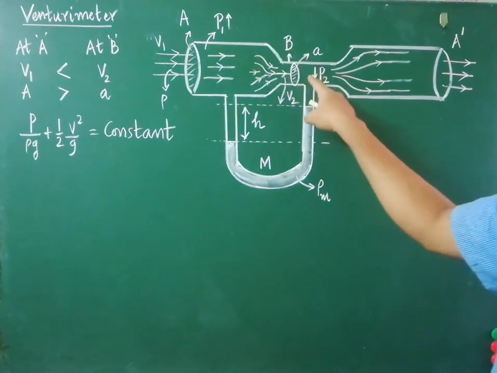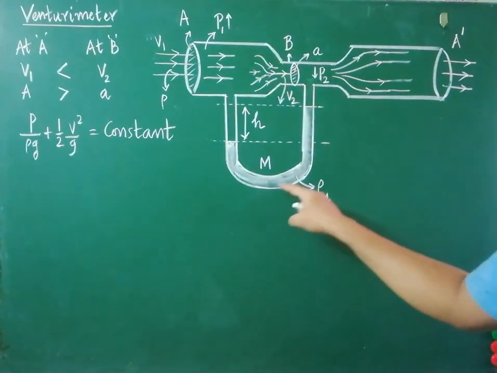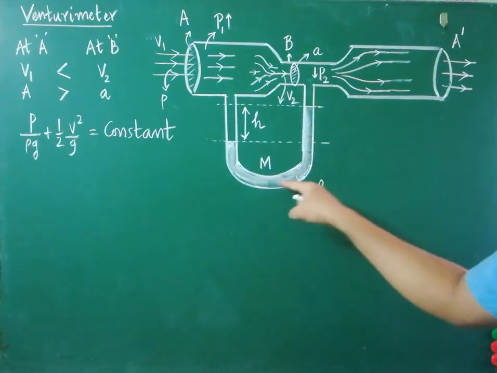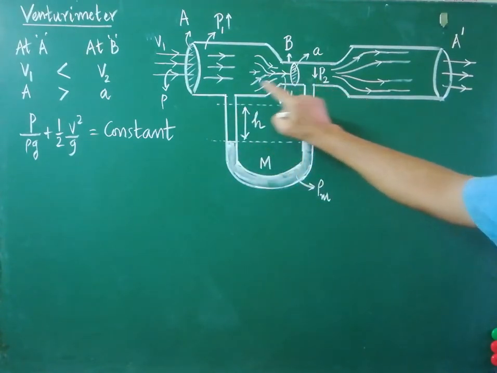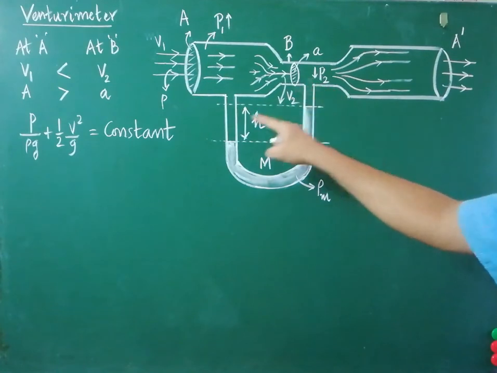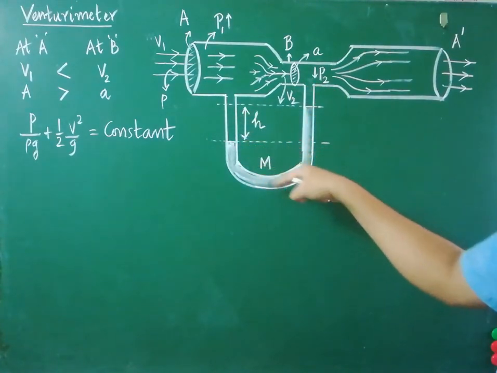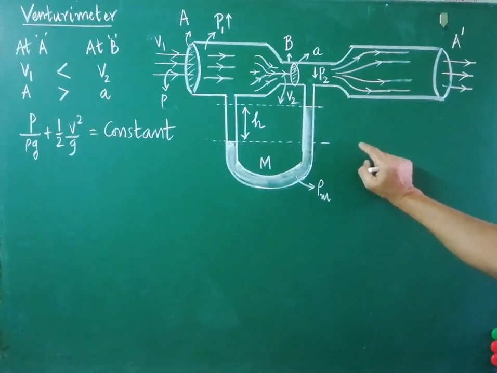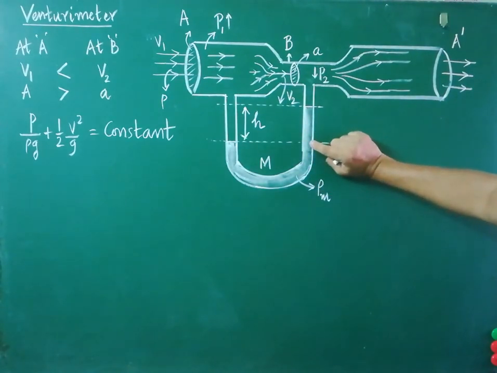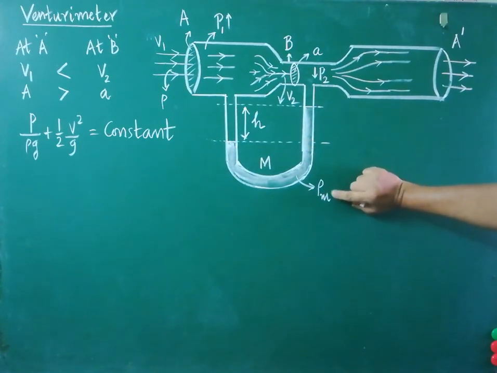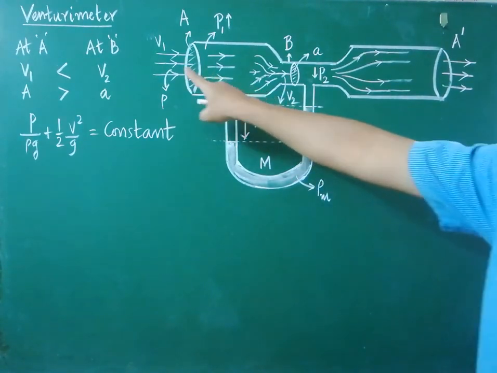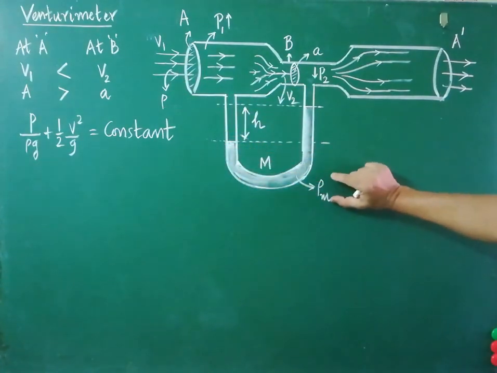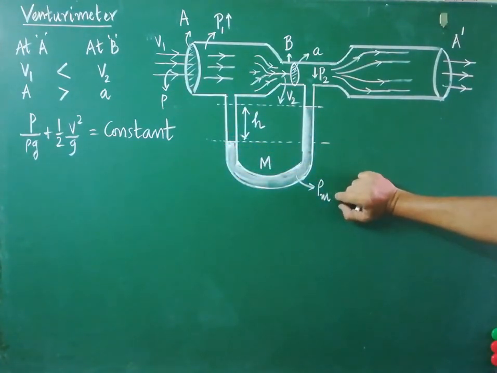The difference in pressure can be measured by a device called a manometer. The wider end and the narrower end are both connected by a U-tube shaped manometer. Within the manometer you can fill mercury or some other liquid. Usually mercury is used as the manometric liquid. The density of the mercury is taken as rho m, the density of the liquid is rho, and the density of the manometric liquid is rho m.